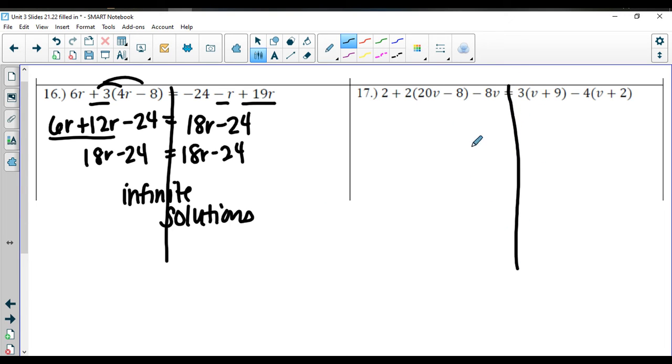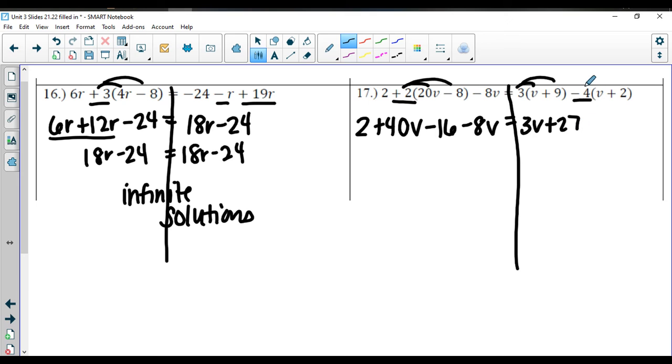Question 17, this one looks disastrous. So we're going to go ahead and distribute first. I'm going to distribute my positive 2, bringing down this 2 that's out front. Positive 2 times 20 is positive 40v. 2 times negative 8 is negative 16 minus 8v. Distributing my 3v plus 27. Distributing my negative 4, minus 4v minus 8.